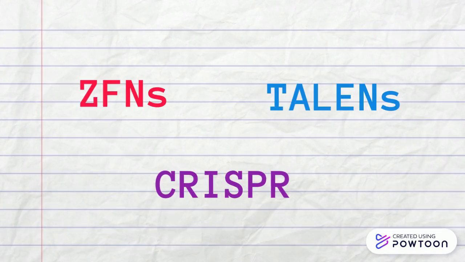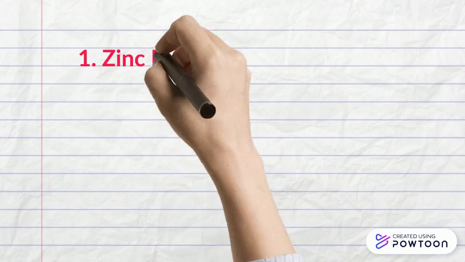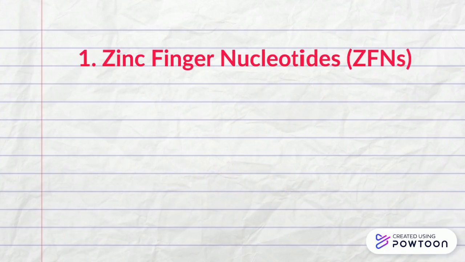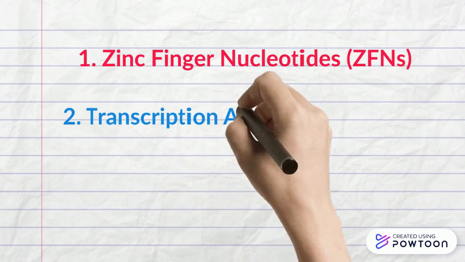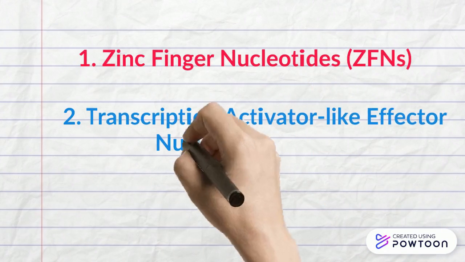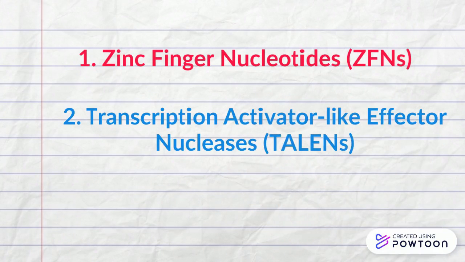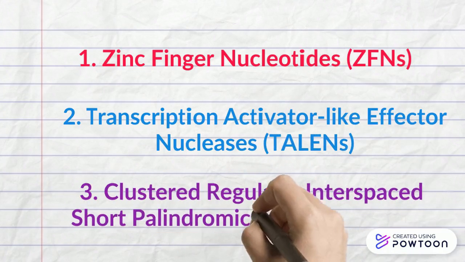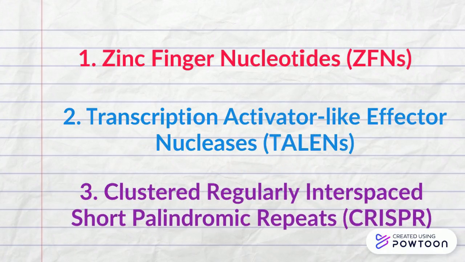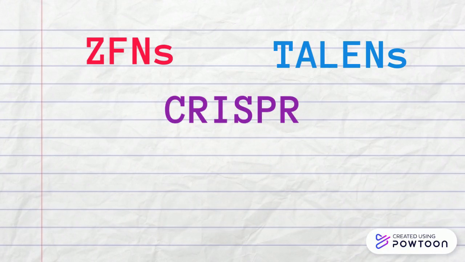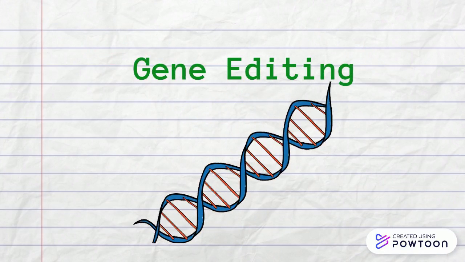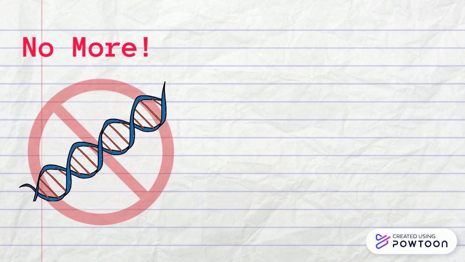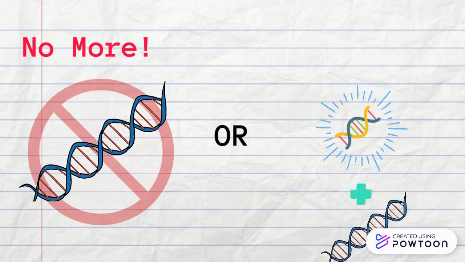The three most common ways being zinc-finger nucleases, also known as ZFNs, transcription activator-like effector nucleases, also known as TALENs, and clustered regularly interspaced short palindromic repeats, which is also known as CRISPR. All of these have their different approaches, but they all have the common goal of editing the gene. These methods allow scientists to change a particular gene by completely getting rid of it or inserting new genetic material to alter the gene.